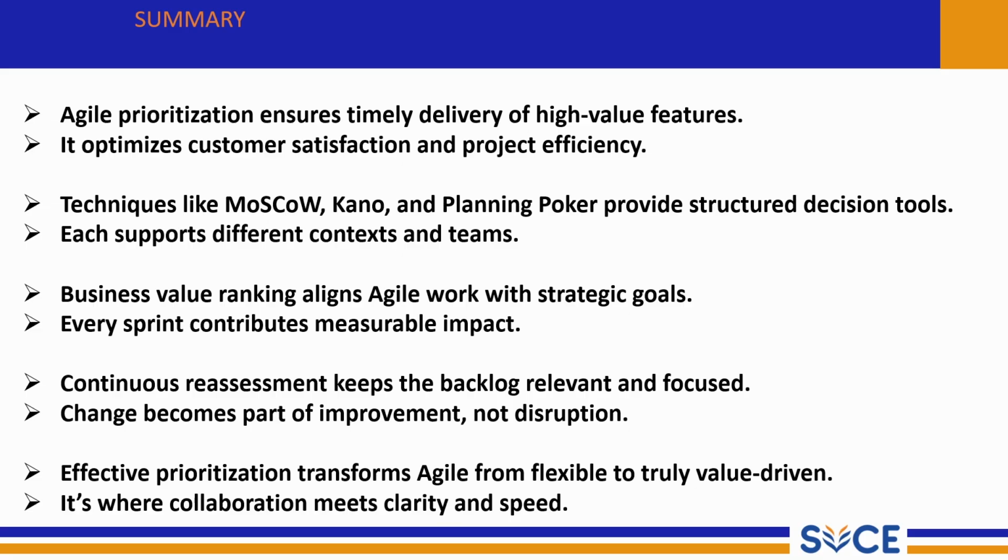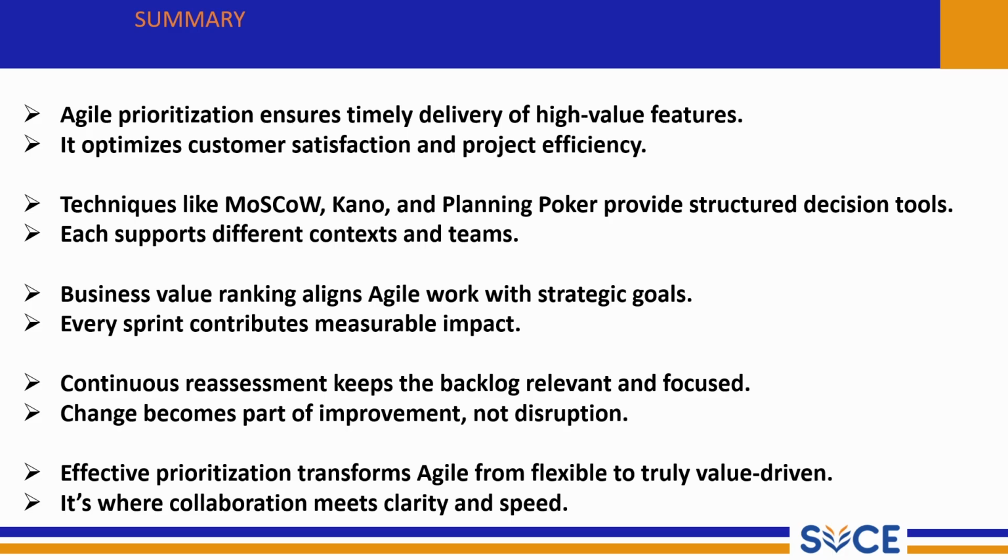Agile prioritization ensures timely delivery of high value features. The main goal of prioritization in Agile is to make sure the most valuable features are delivered first. This helps teams deliver meaningful results quickly. It optimizes customer satisfaction and project efficiency. By focusing on high priority features, Agile teams meet customer needs faster and use time and resources more efficiently. Techniques like MoSCoW, Kano, and planning poker provide structured decision tools.